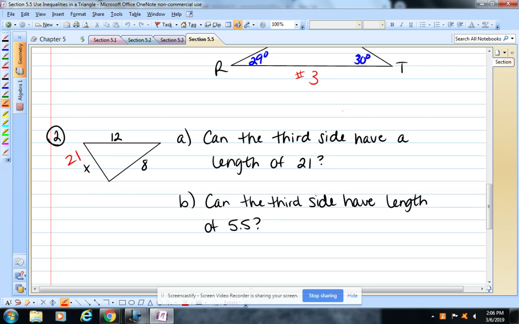And the longest side is 12, so that one doesn't make sense. The longest side is not 12. The longest side is now 21. You can't look at the picture. No, you can't look at the picture. You have to go by measurements.